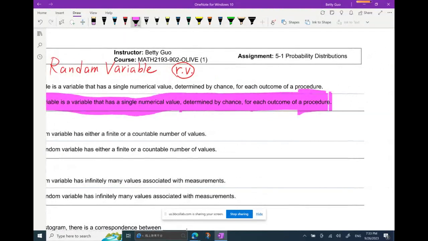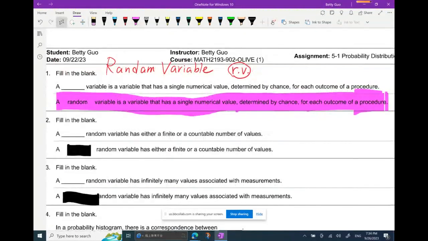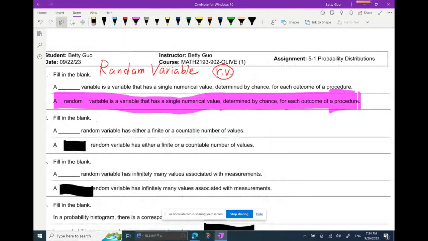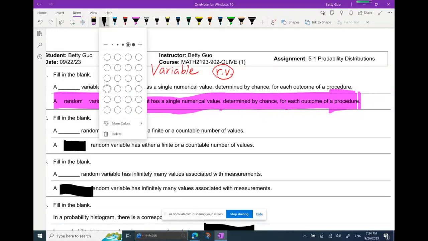You might remember procedure, right? Procedure is a probability experiment. Tossing a coin is a procedure. Rolling a die is a procedure. Rolling 2 dice at the same time is also a procedure. And we know the concept of the outcomes of a procedure, right? For example, if we toss a coin, the procedure has 2 outcomes. The first outcome is getting head. The second outcome is getting tail.